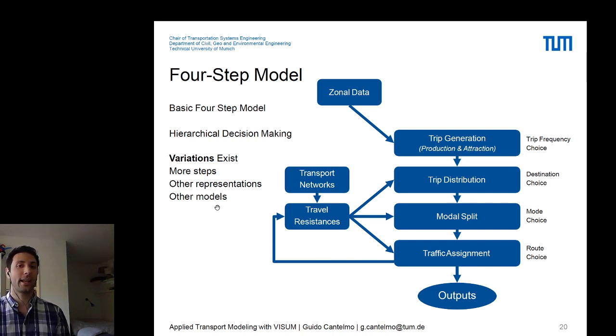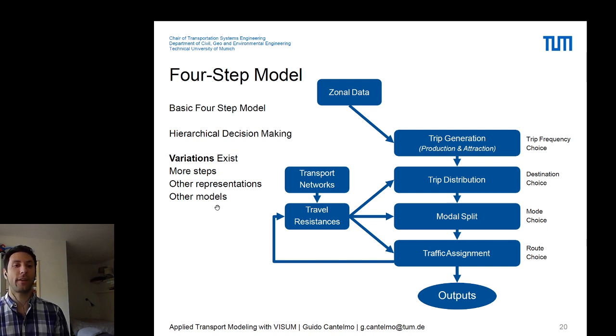Then we have another choice, which is the modal split. How are you going to go? You are going to go with the U-Bahn, with the car, with the bus, with the bike. Last but not least, there is the traffic assignment. Now, the traffic assignment is an extremely complicated problem, and to be honest, it is the main reason why we are actually using Visum.